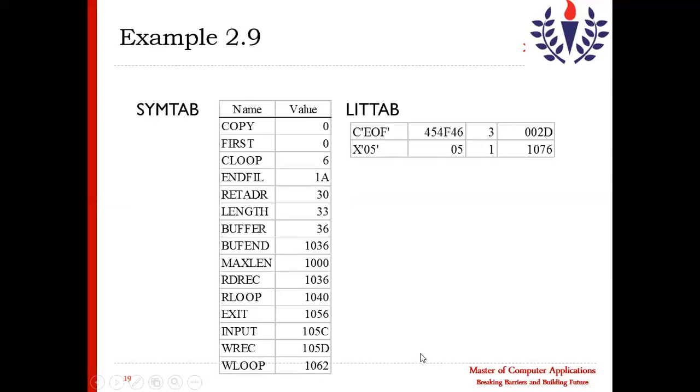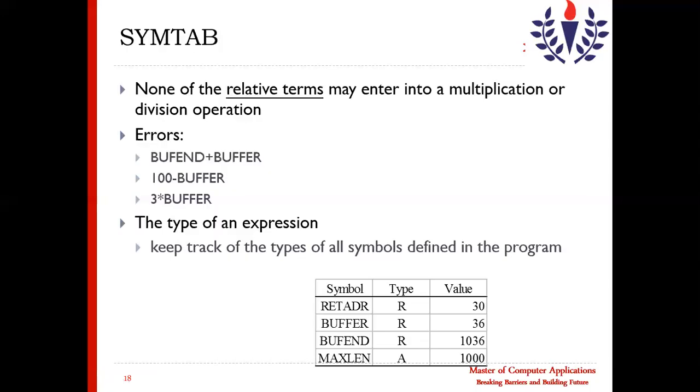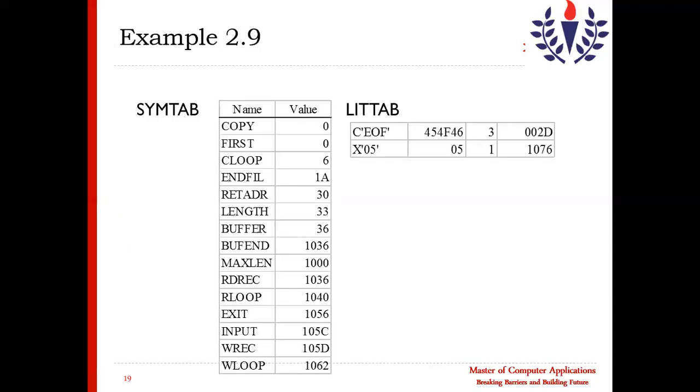So these are the things you have to be careful about while making an expression. When making a symbol table, mention for each symbol whether it is a relative or absolute term. Now these are the symbol terms and their values. This is a symbol table and literal table.